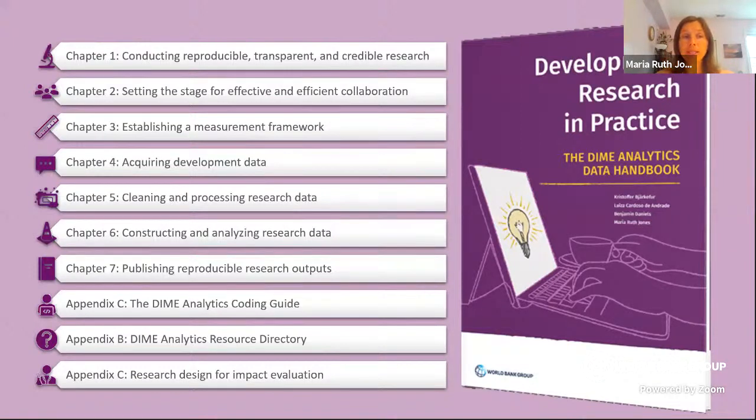In chapter 3, we discuss how to establish a measurement framework, which is thinking about how do you take a research design and translate it into the data needs for a particular project. And then chapter 4 focuses on how to acquire that data that you'll need in order to conduct your research. So whether that's data that you're getting from partner organizations, data you're getting, say, from big data sources, or primary data that you're collecting specifically for this research project. It covers all of those cases.